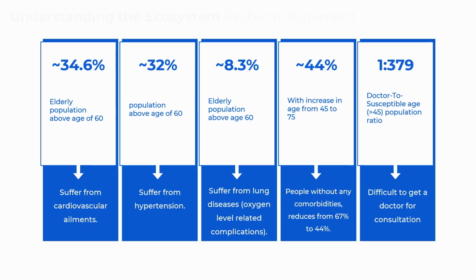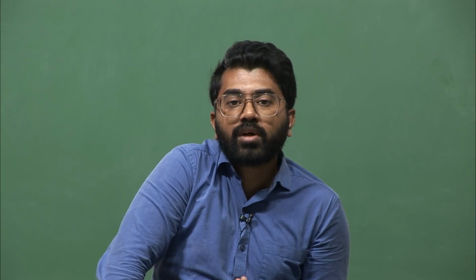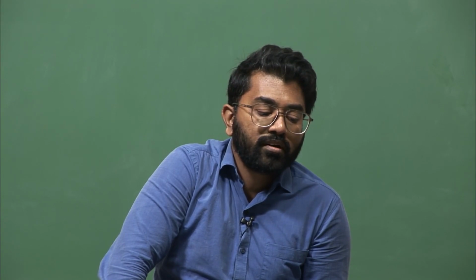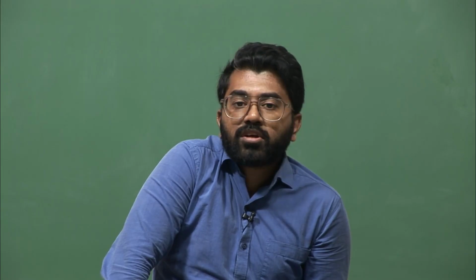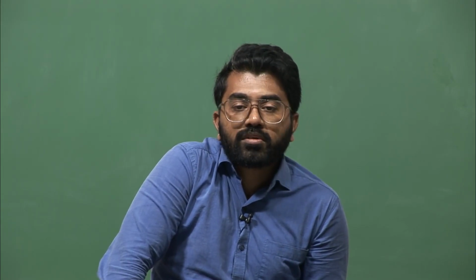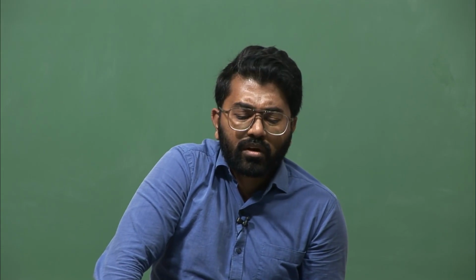Again, in the population above the age of 60, typically 32% in India suffer from hypertension, right? 8.3% of the elderly population above the age of 60 suffer from some form of lung disease, such as oxygen level related complications. So this indicates what kind of sensors or features we should have as a part of this Halo Watch project, right? Cardiovascular ailments have to be attended to, hypertension has to be attended to, and the third is oxygen levels through some kind of SpO2 readings, right?